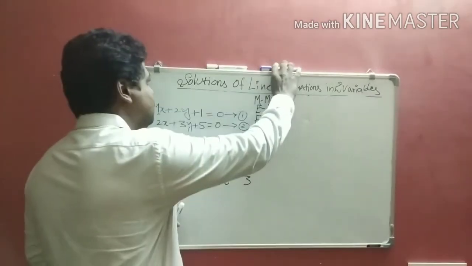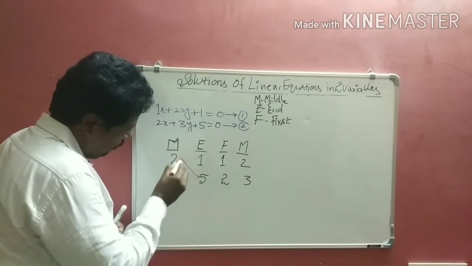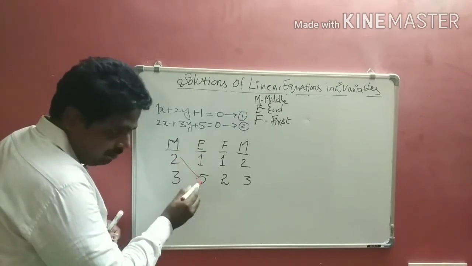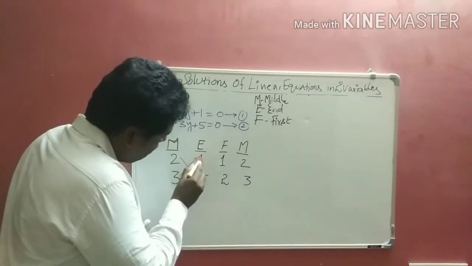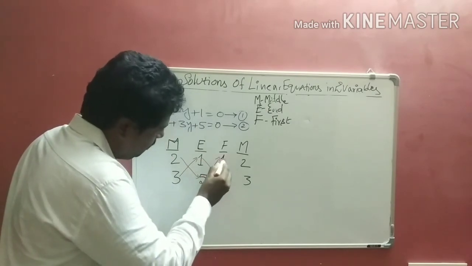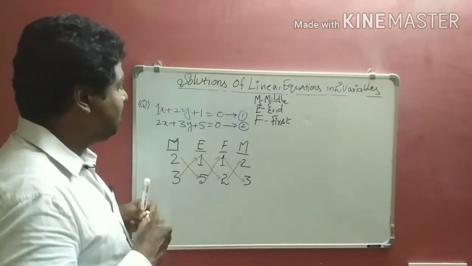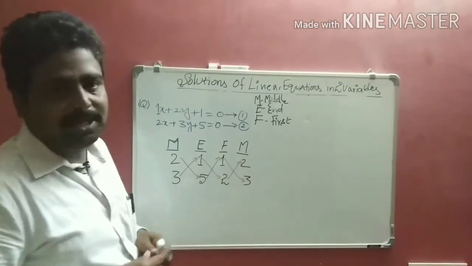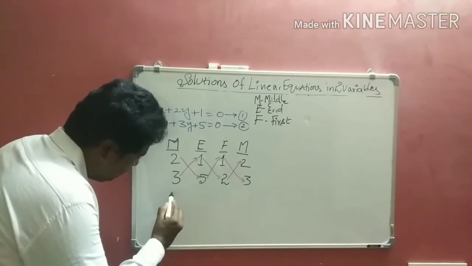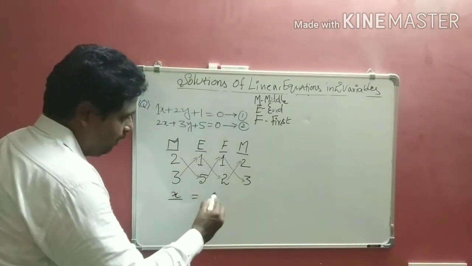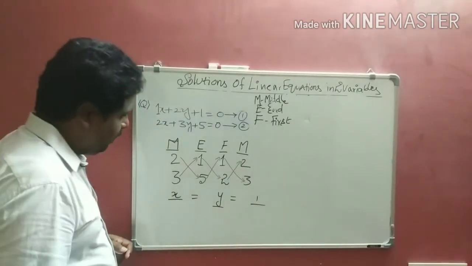Now we have to choose these arrows: top number to this end, down number to that end. Same again, top number to this end, down number to that end. So by using the arrows, we can apply multiplications and additions, multiplications and subtractions. Now you write x by, is equal to y by, is equal to 1 by. Understand?